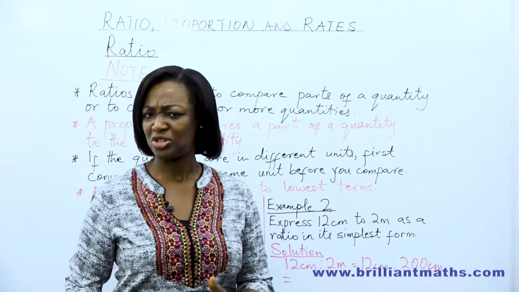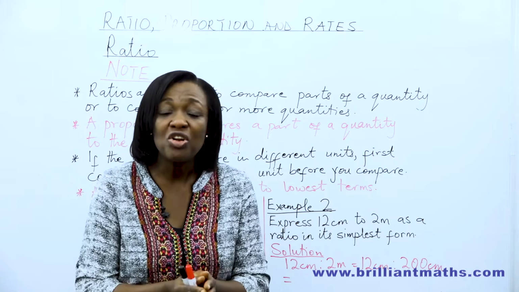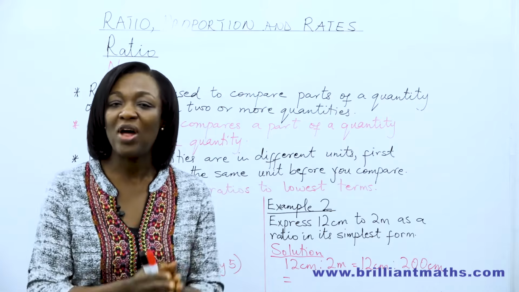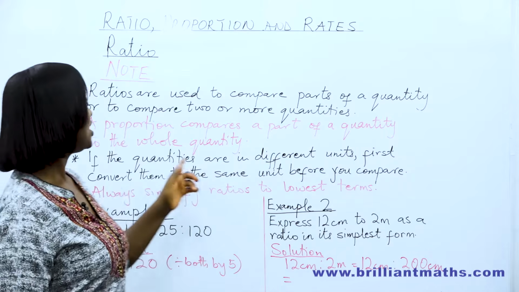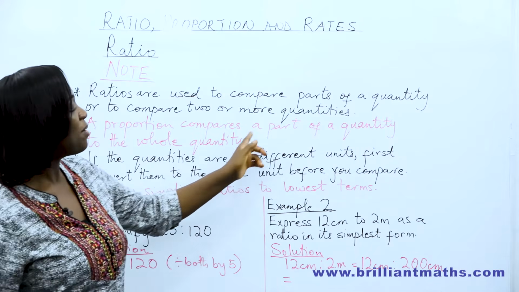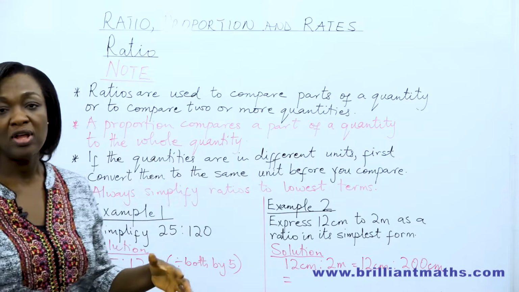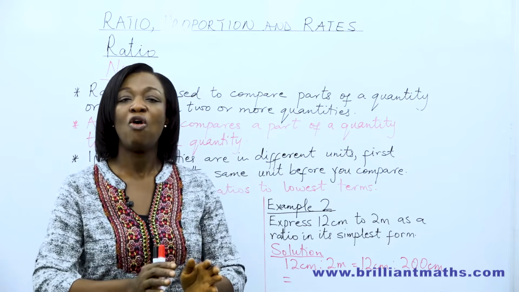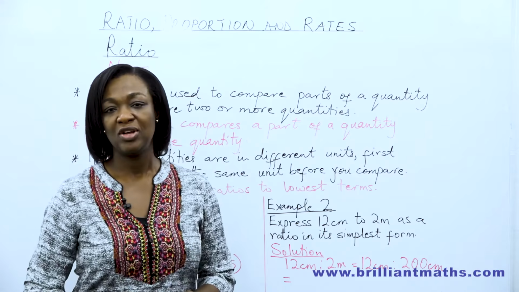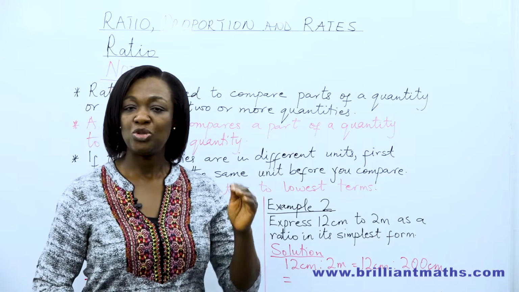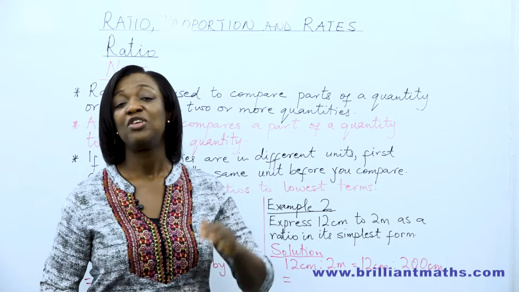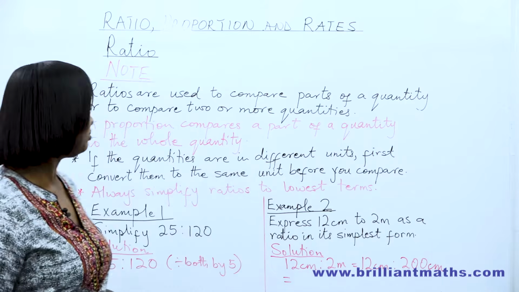Then let's look at proportion. The proportion of boys will be 12 out of 20. That's why we say that proportion compares a part of a quantity to the whole. So the number of boys over the total number of students. So the proportion of boys is 12 over 20, and then you reduce that to lowest term.